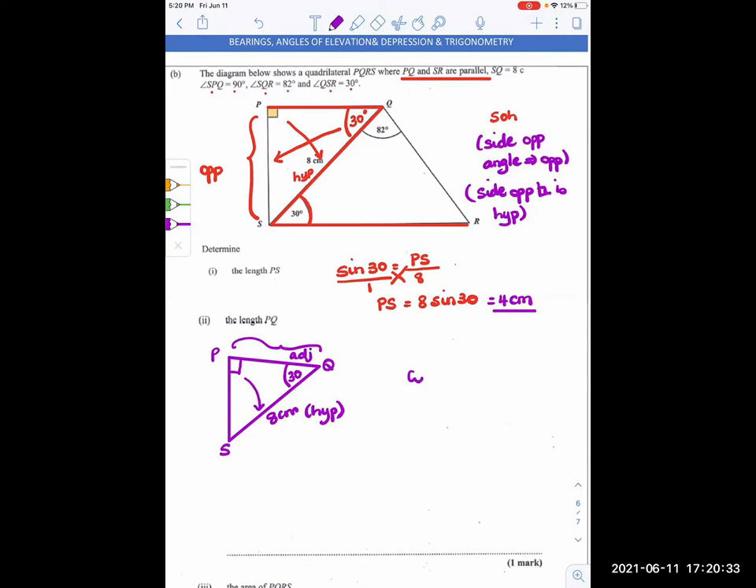Cosine. Cosine of 30 is equal to adjacent over hypotenuse. So cosine of 30 degrees is equal to PQ over 8. PQ is 8 multiplied by cosine 30. Wait, it rounds it out to 2 decimal places, miss. Yes, 2 decimal places.